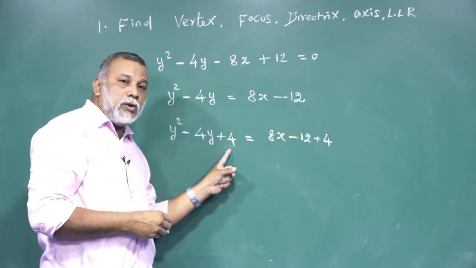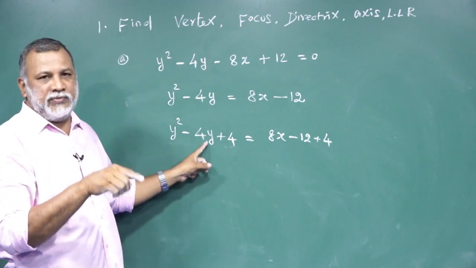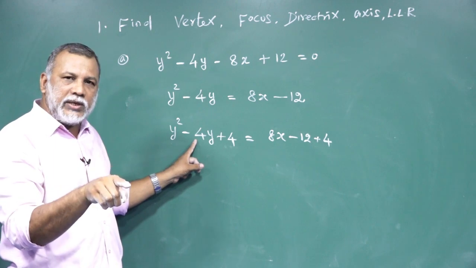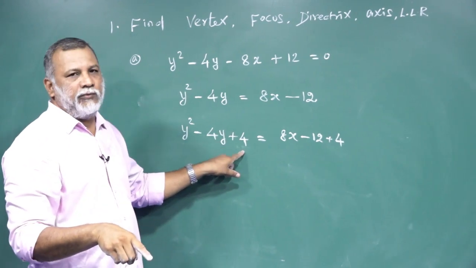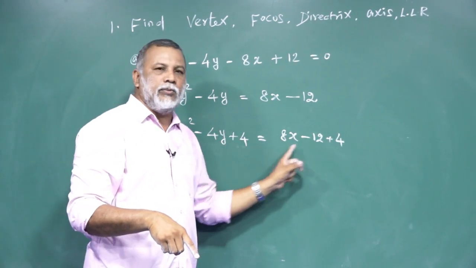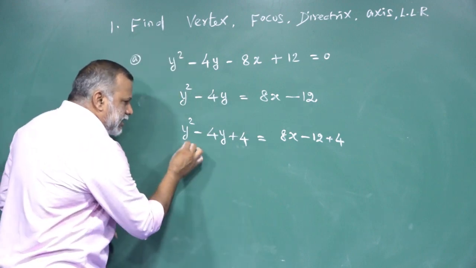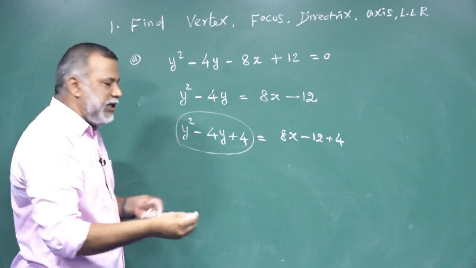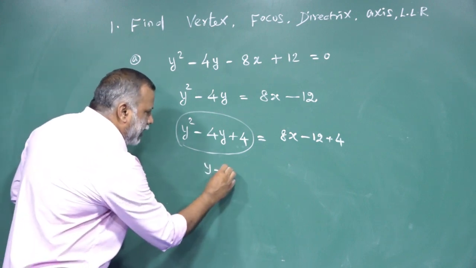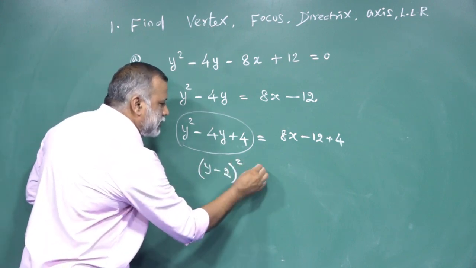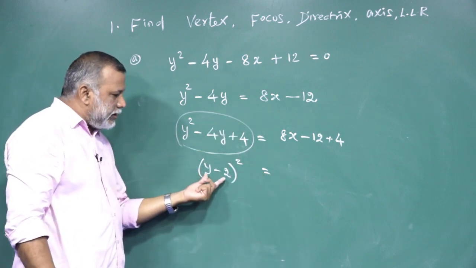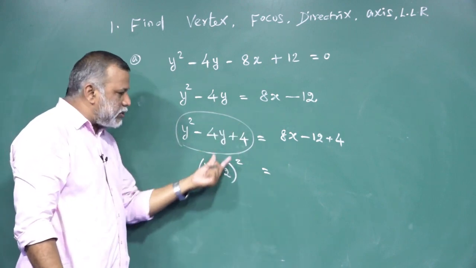How are we getting this 4? It is half of the value of the coefficient of y. See, 4 is the coefficient, half value is 2, then squaring means 4. So add 4 on both sides. Now see this one. You are able to complete it in the form of y minus 2 the whole squared. This is called (a minus b) the whole squared. So you are able to make the formation y minus 2 the whole square.